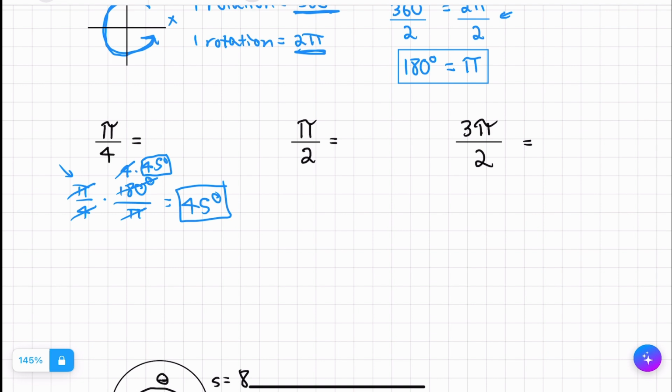Now, how about pi over 2 to degrees? We're going from radians to degrees, and we want pi to cancel, so we need to multiply by 180 degrees over pi. Let's do that.